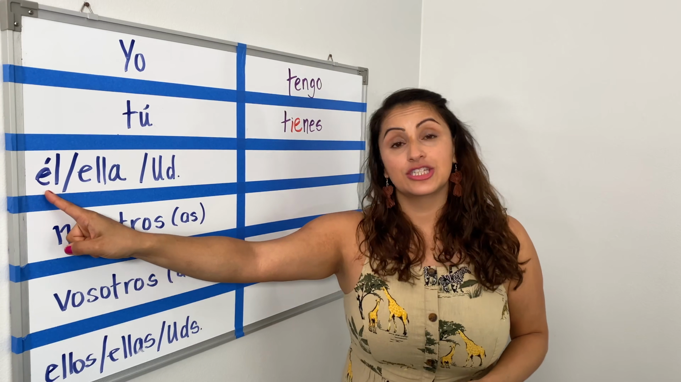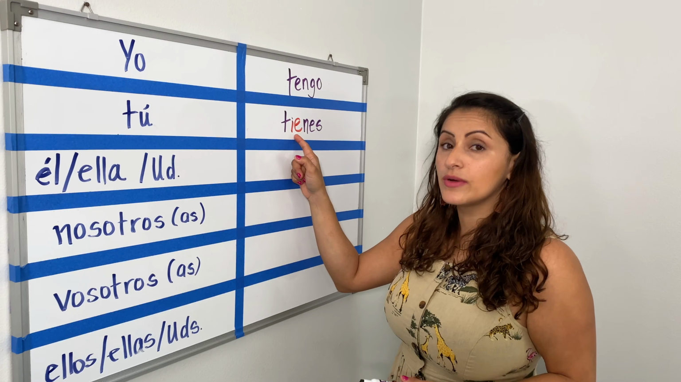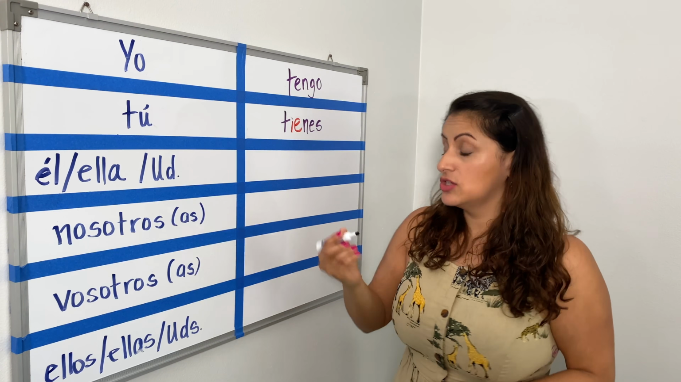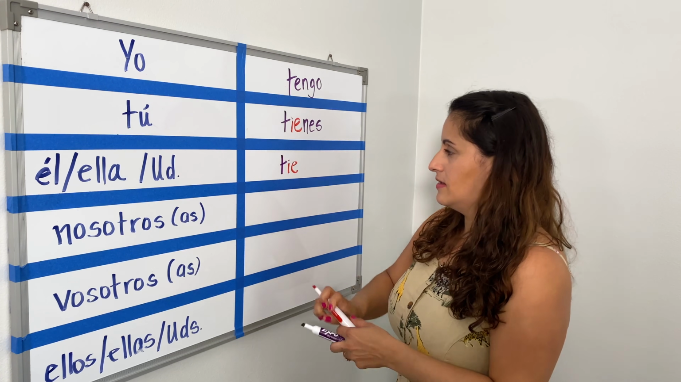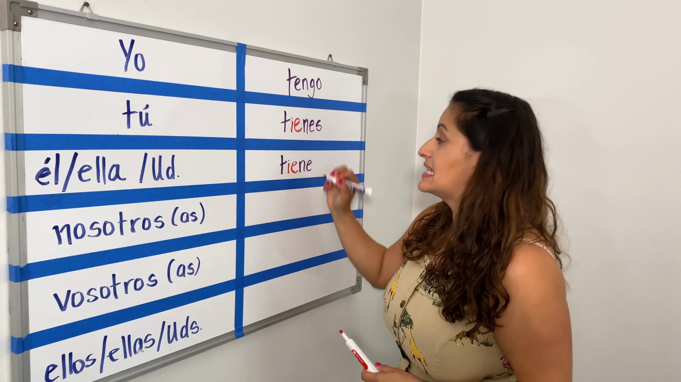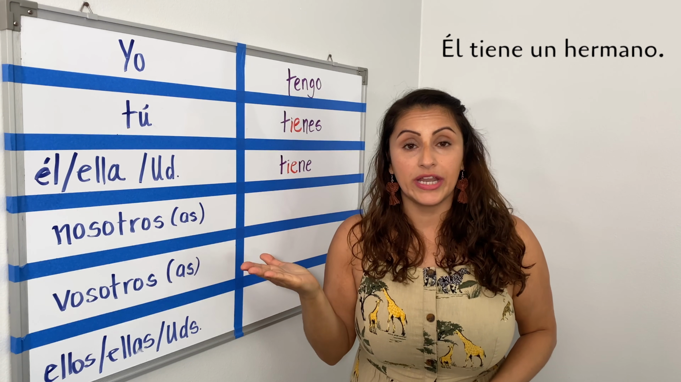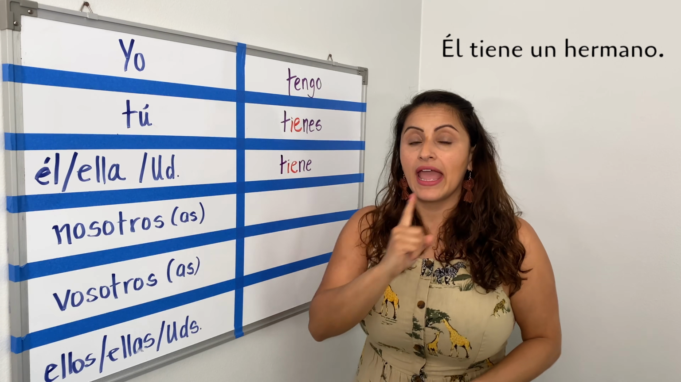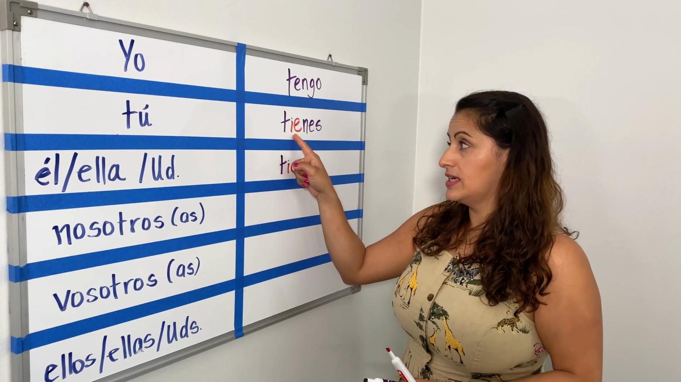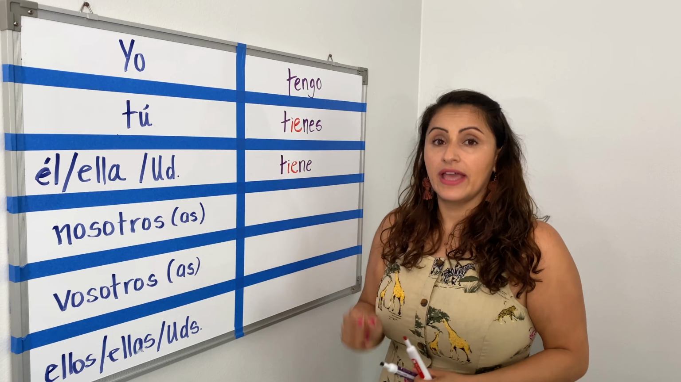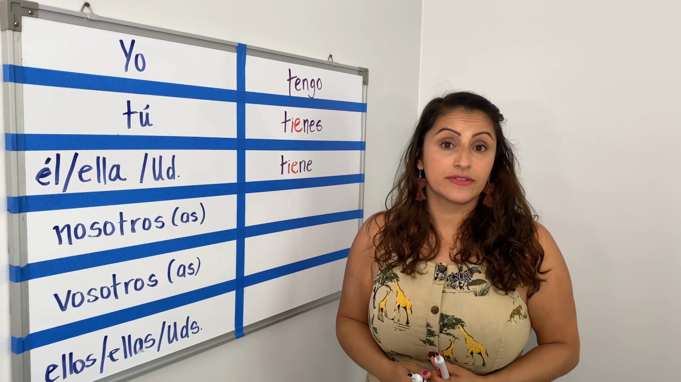Let's move on to conjugating tener for él, ella, and usted. Remember, we have to deal with this change in the stem. So let's look at the conjugation there. So it would be tiene, tiene. Él tiene un hermano, he has a brother. Ella tiene un libro, she has a book. Again, notice, IE, we have to make sure that that happens. Otherwise, you wouldn't be conjugating the verb tener correctly.